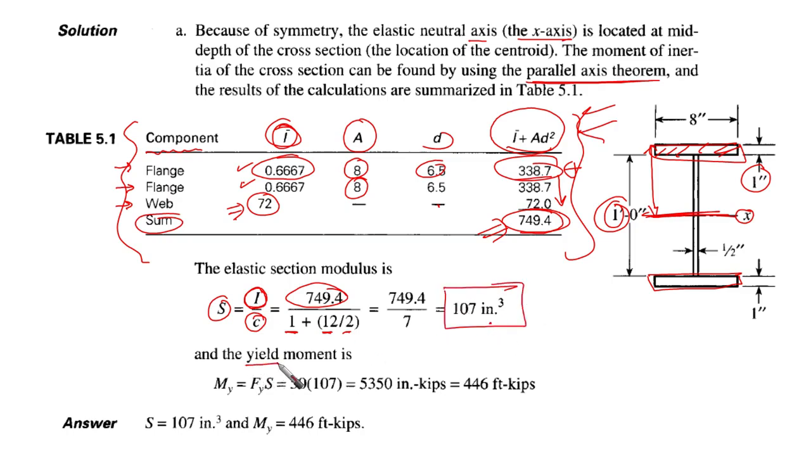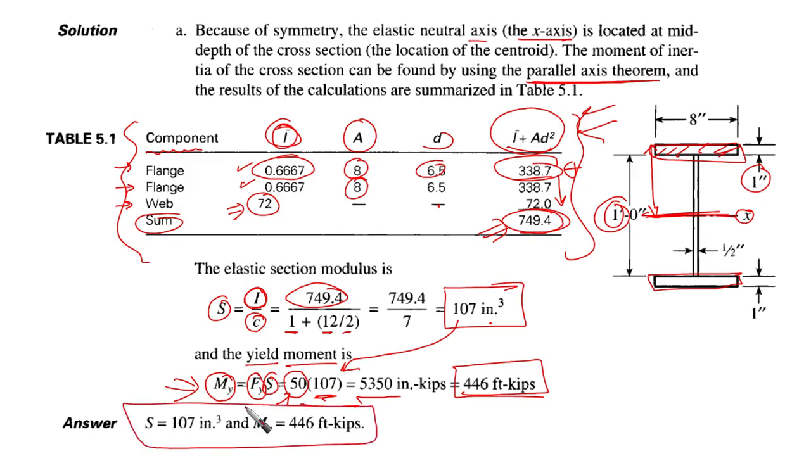Based on this, our yield moment is M yield equal to F yield times S. Our section is made of steel with yield stress equal to 50 ksi, and we have already obtained S equal to 107. The yield moment is going to be 446 foot-kips. So the answer is: the elastic section modulus is 107 inch to the power 3, and the yield moment is 446 foot-kips.